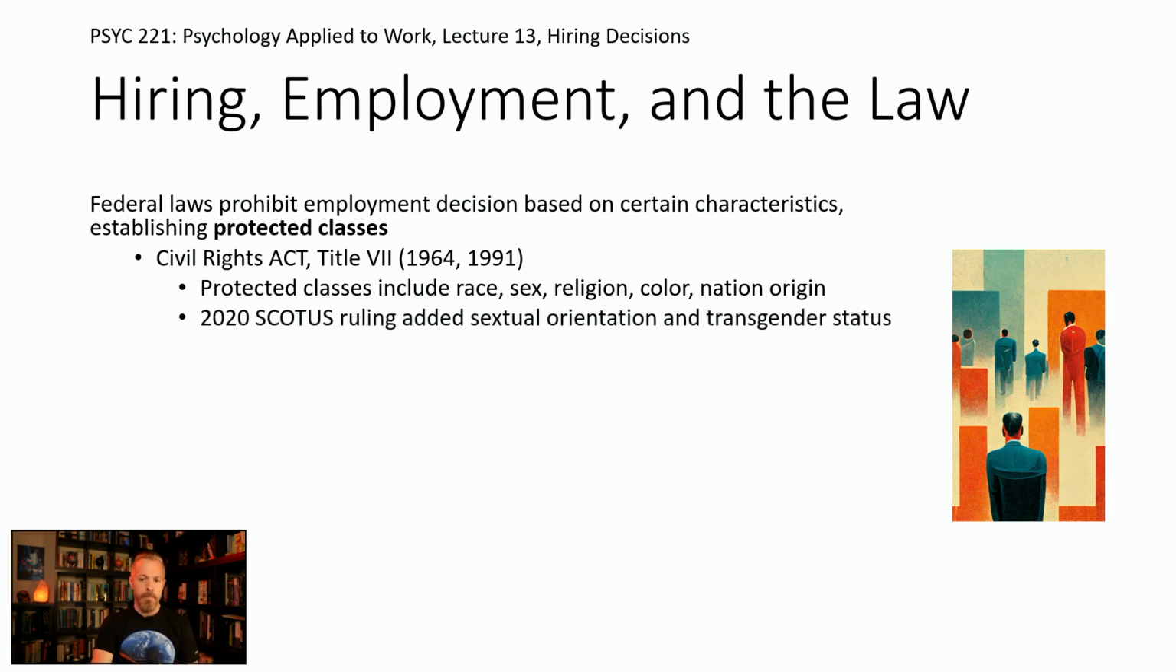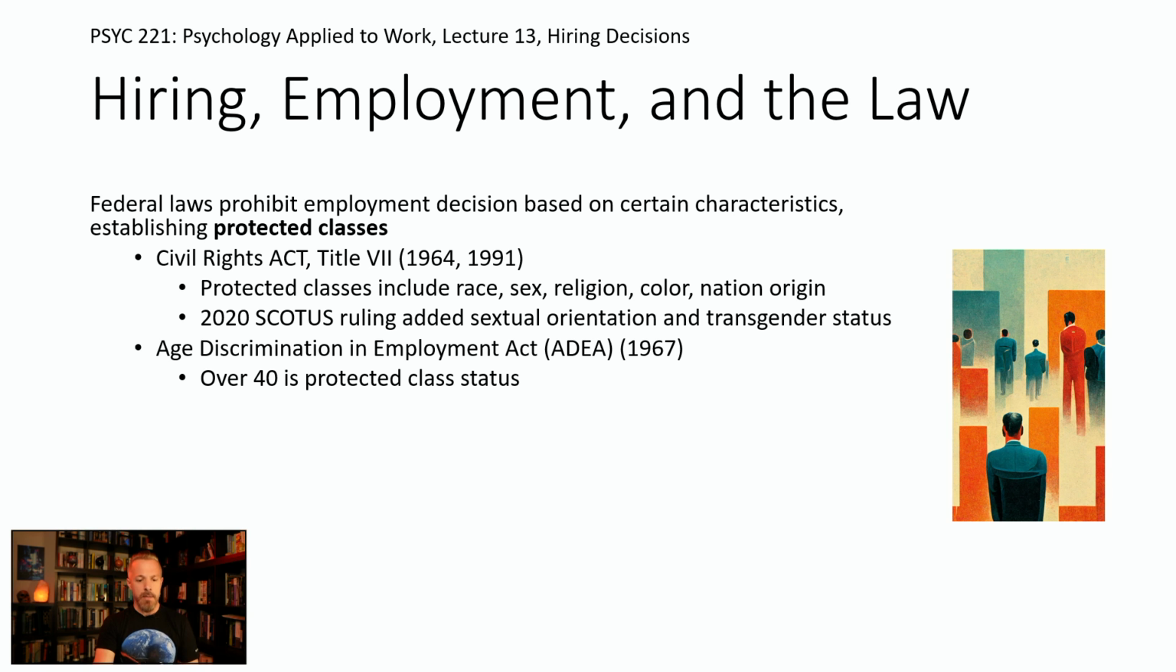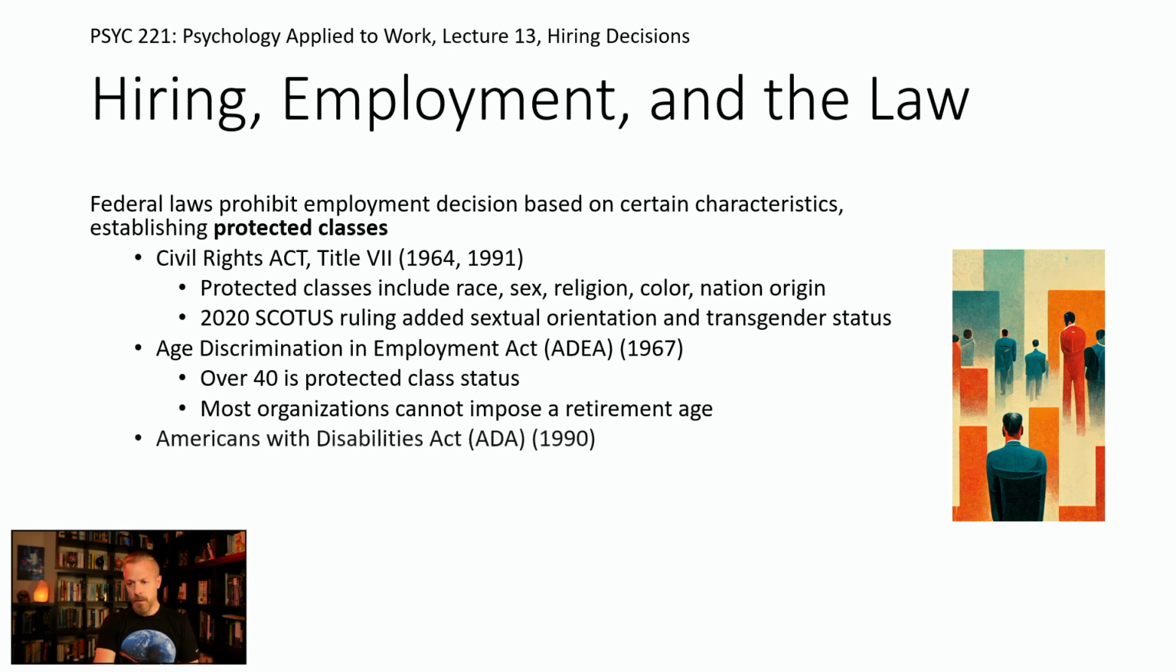So also in 2020, the Supreme Court of the United States added sexual orientation and transgender status to these protected classes. In 1967, the ADEA, the Age Discrimination in Employment Act, was passed, and that added a protected class in discrimination law for people older than 40. Most organizations under the law cannot impose a mandatory retirement age. It's most; there are some exceptions. We'll talk very briefly about some of those exceptions.